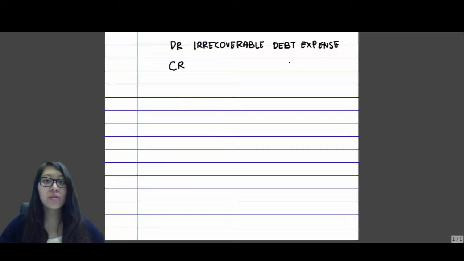So this is going to increase our expenses in the statement of profit or loss. Now what is going to be credited? What would be credited is the trade receivables. Meaning that our trade receivables balance is going to be decreased by the amount of the irrecoverable debt. So this is your initial recognition.